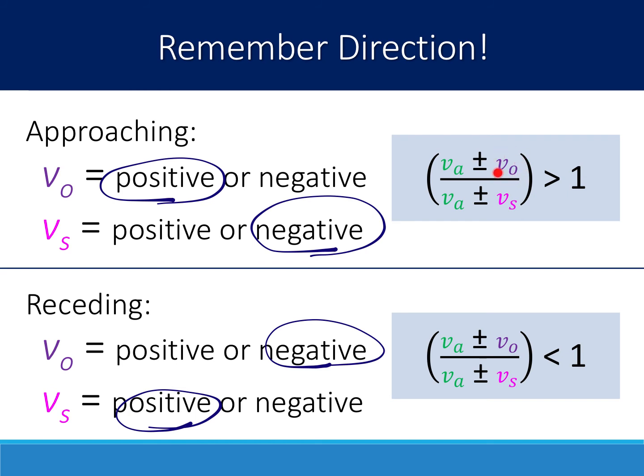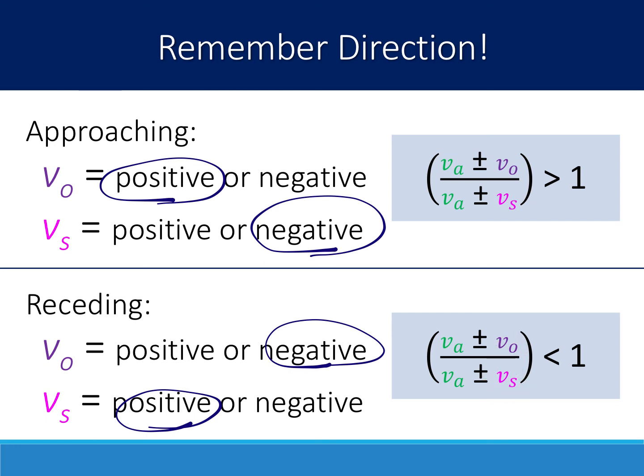So I would put positive in for that value, whatever it is, and VS would be negative. That creates a greater than 1 scenario here, so it's going to have a higher pitch. The opposite is true if it's moving away from you. The velocity of the observer would be negative in this case, and the velocity of the source would be positive.